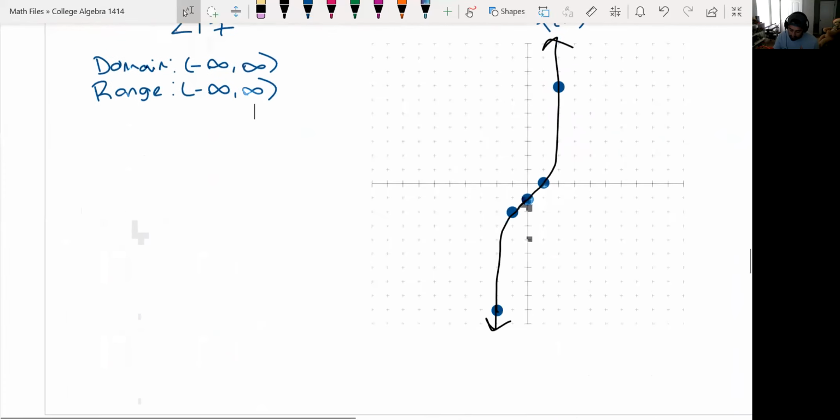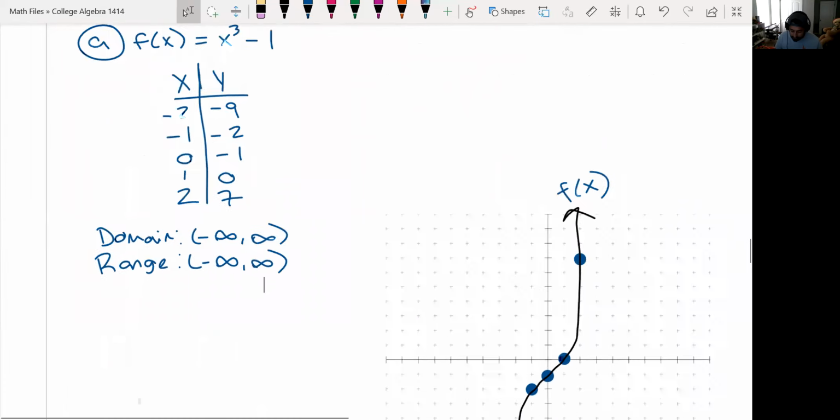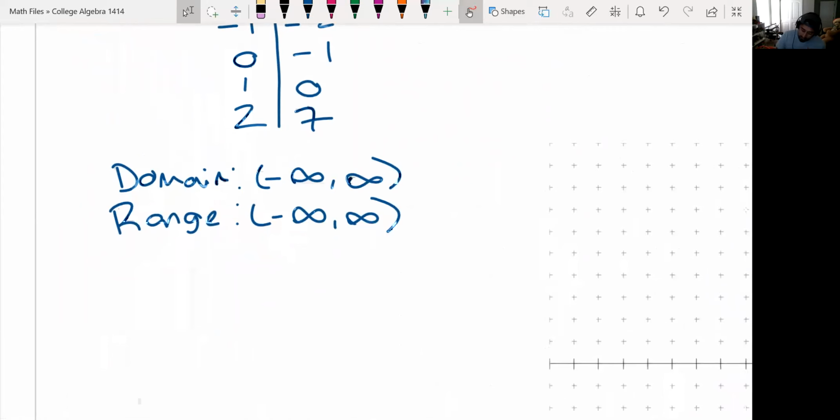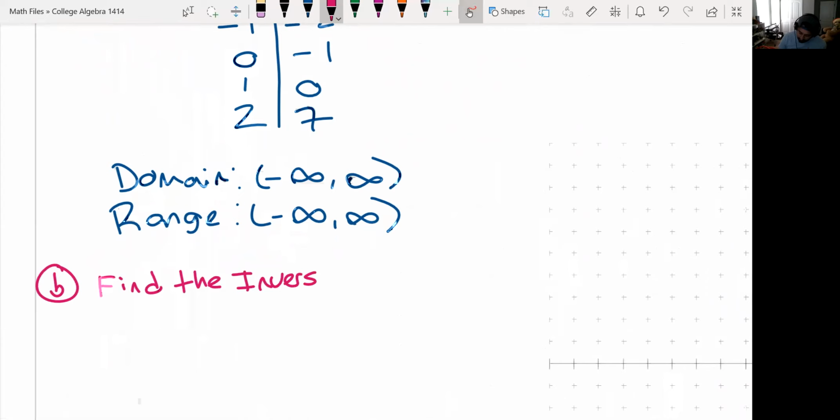Okay, I can do that below. Okay, x cubed minus 1. All right. So B, find the inverse. All right, first step to finding an inverse. Step 1, change it into y equals x cubed minus 1. That's step 1.